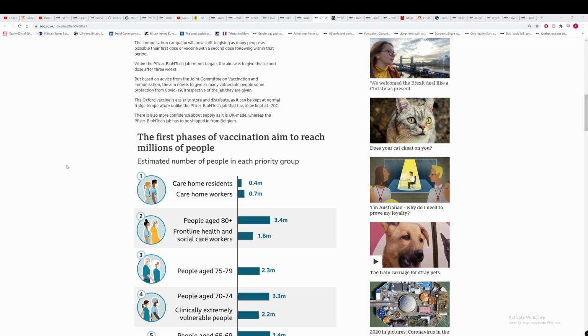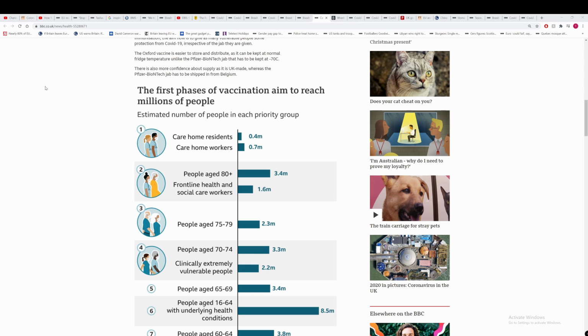When the Pfizer-BioNTech jab rollout began, the aim was to give the second dose after 3 weeks. But based on advice from the Joint Committee on Vaccination and Immunisation, the aim now is to give as many vulnerable people some protection from COVID-19 as possible, irrespective of the jab they're given.